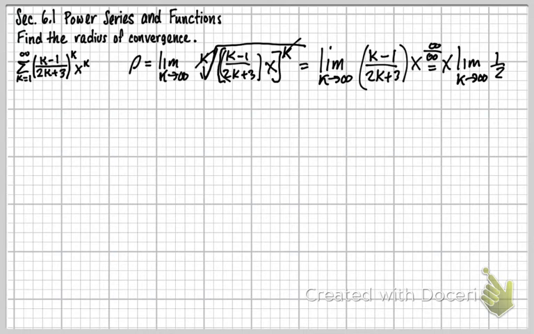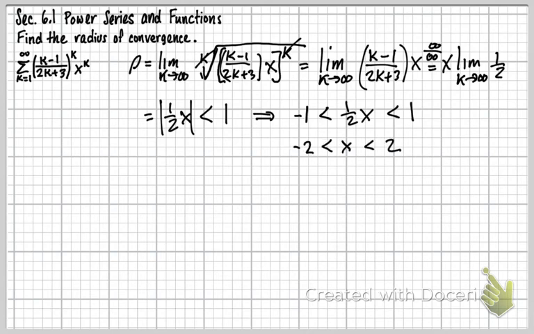And because there's no k here, that means that's going to equal 1/2 x. So then we take the absolute value of that, and that has to be less than 1, where our series converges. So what that tells me then, I'm going to have negative 1, and this 1/2 x, and then a positive 1. And right away from here, I would multiply both sides by 2. So then I would get negative 2 to 2.